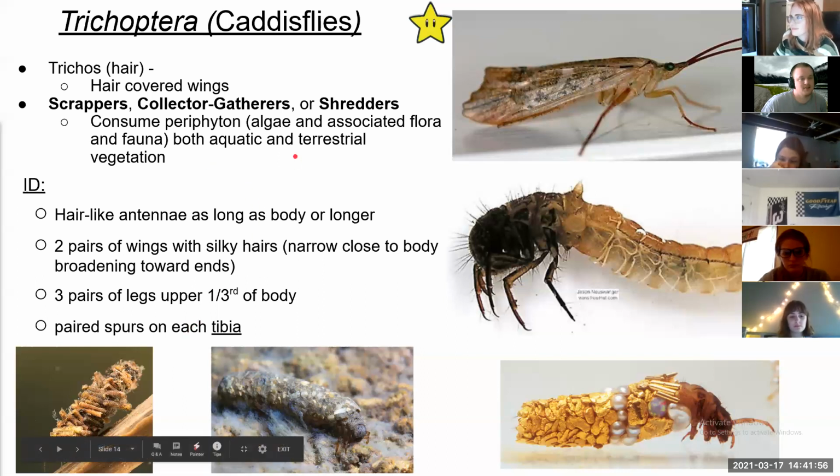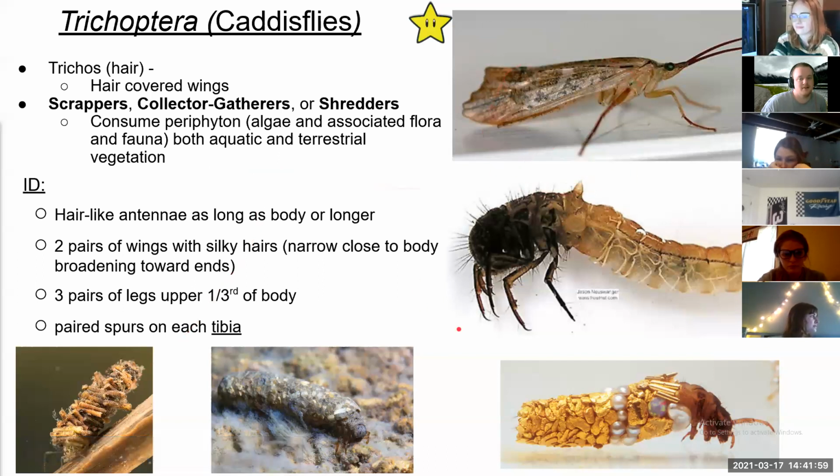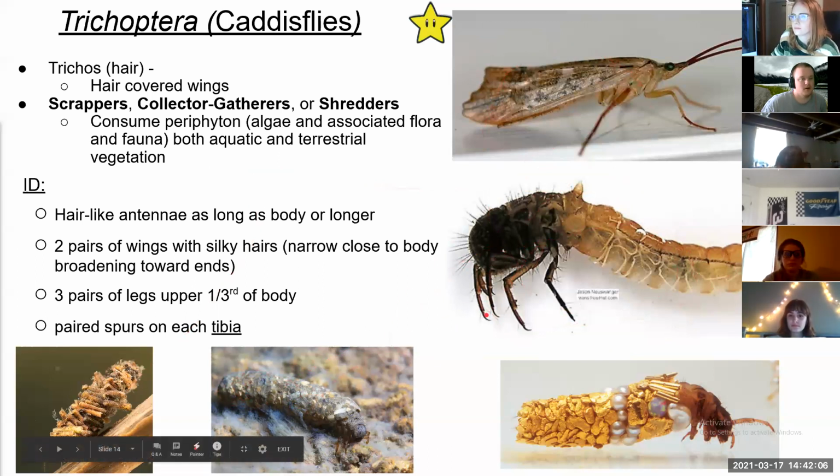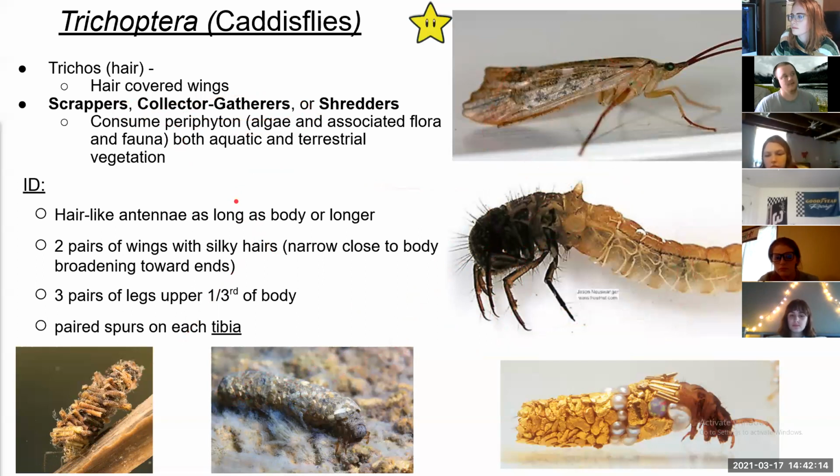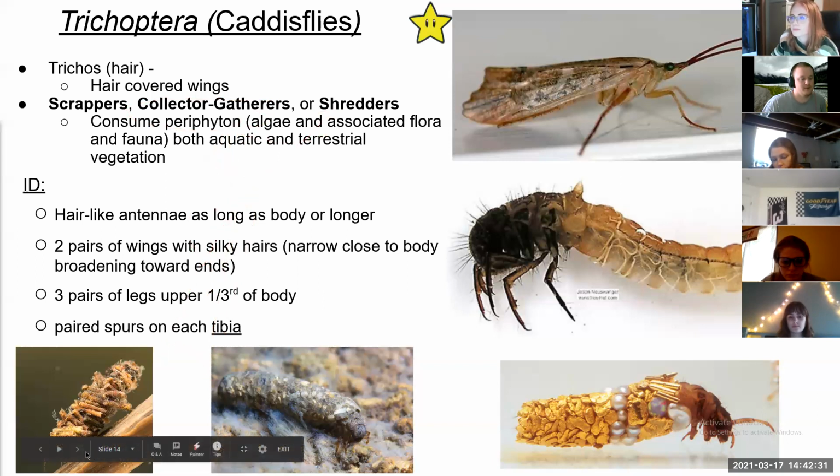Yeah, and again, there's some other species that don't exactly make cases. They might spin a web underwater, and those would be your collector gatherers. So this web that they would spin between rocks or some sort of woody debris or vegetation would collect detritus or whatever might get washed downstream from your shredders or what have you.